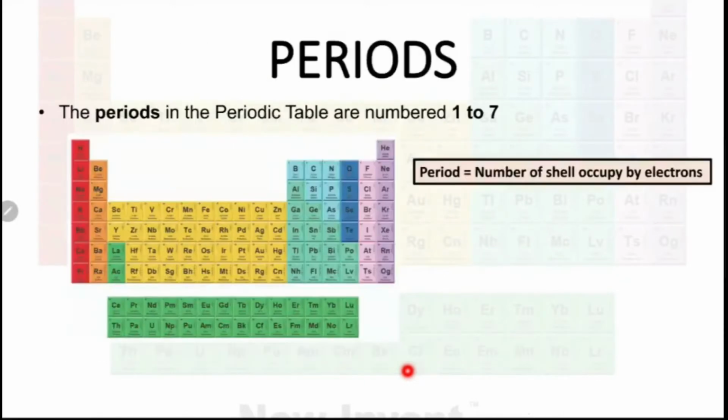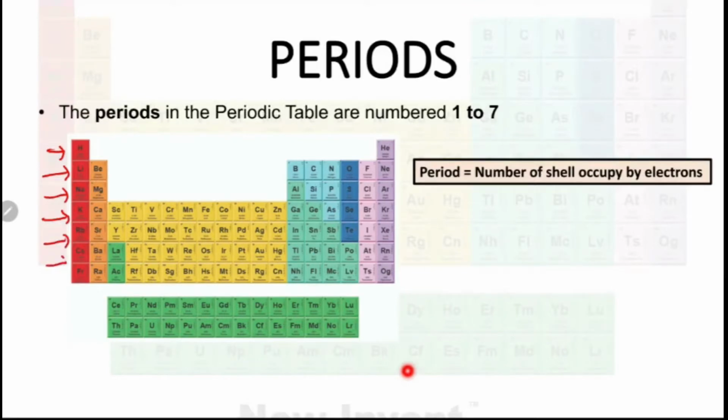So how? Okay, first we need to determine the period. The periods in the periodic table are numbered from 1 to 7. So which one is the period, the horizontal row or the vertical column? Horizontal. Okay, the horizontal row.